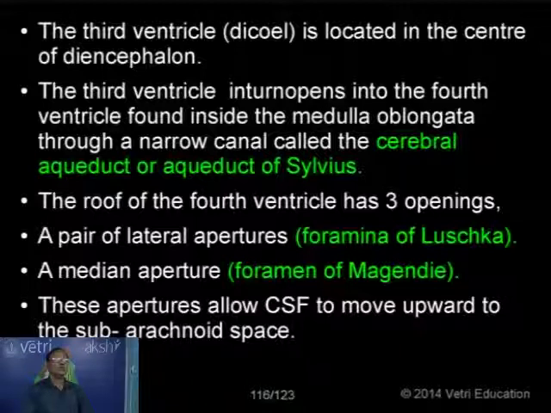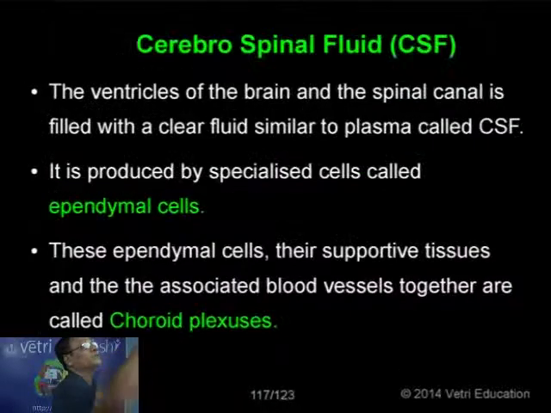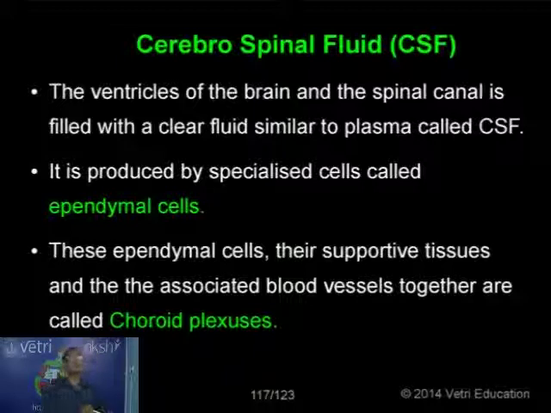And through these openings are the holes. Normally the CSF is moving upward and enters into the subarachnoid space. So these are all openings found in the fourth ventricle, allowing the passage of CSF to reach the subarachnoid space.